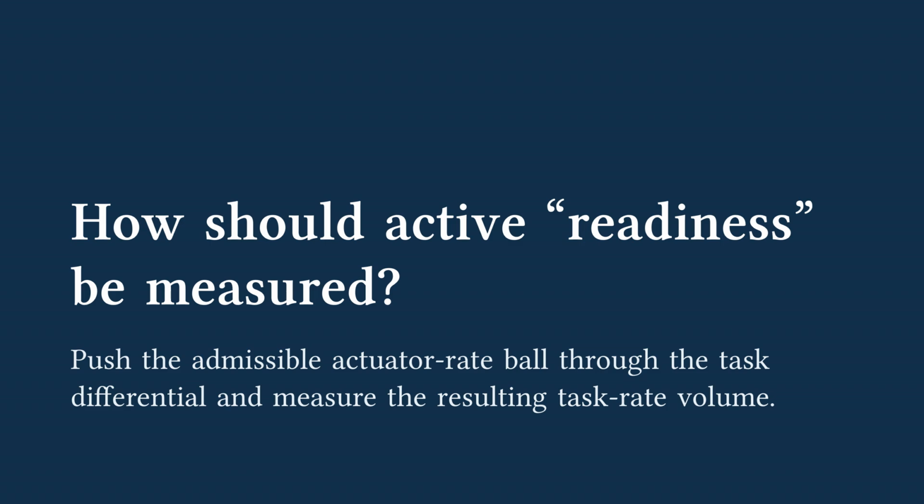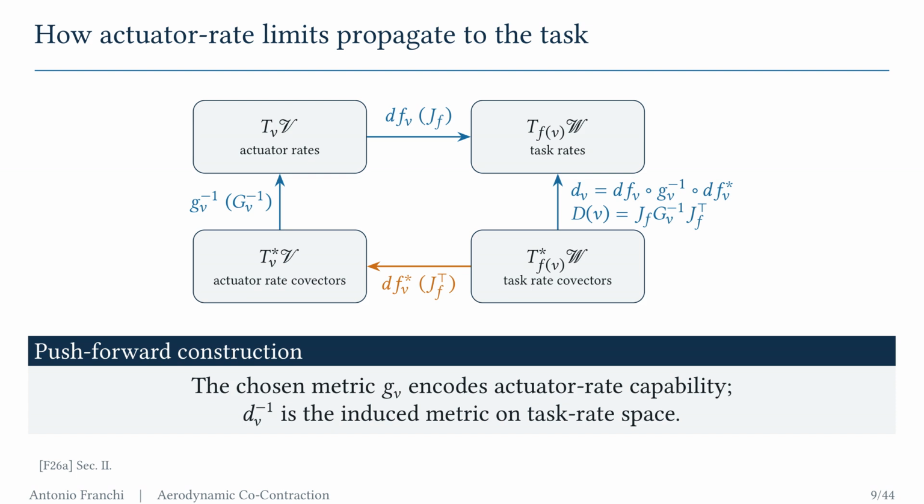Given a bounded actuator rate capability, we push the admissible actuator rate ball through the task differential. The image is an ellipsoid of achievable task rates. Its volume provides a scalar measure of the available active authority. The diagram expresses this push-forward construction. The differential dF maps actuator rates to task rates. Its dual maps task rate covectors back to actuator rate covectors. The inverse actuator metric then converts those covectors into actuator rates. Their composition is the task cometric D_V.